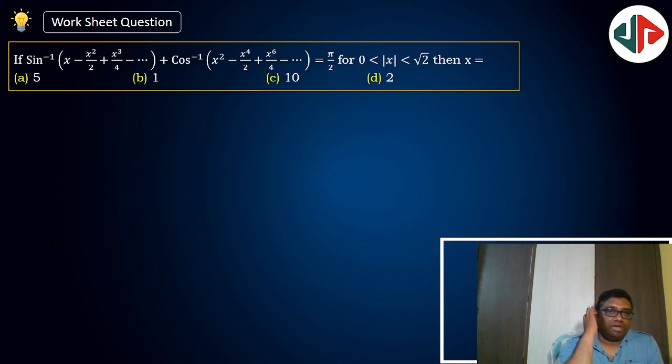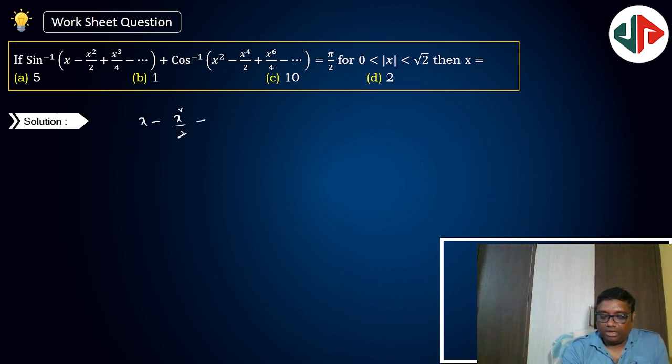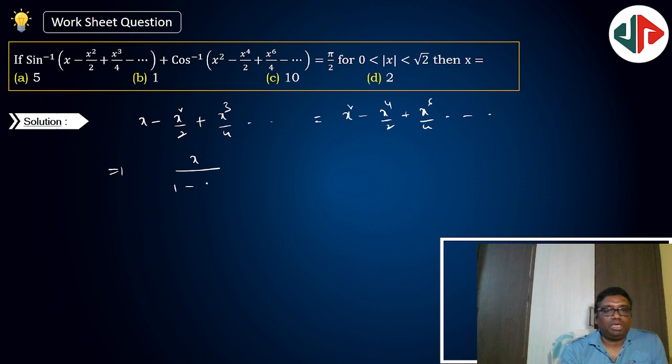Sin inverse of this value plus cos inverse of x is equal to pi by 2. It is possible if and only if x minus x square by 2 plus x cube by 4 and so on is always equal to x square minus x power 4 by 2 plus x power 6 by 4. These are geometric progressions only. The sum of infinite terms of a geometric progression is a by 1 minus r. Here a is x and the common ratio is minus x by 2, here also a is x square and the common ratio is minus x square by 2.